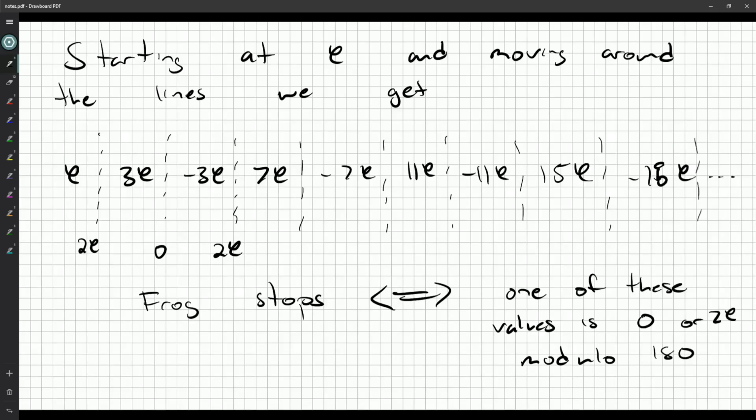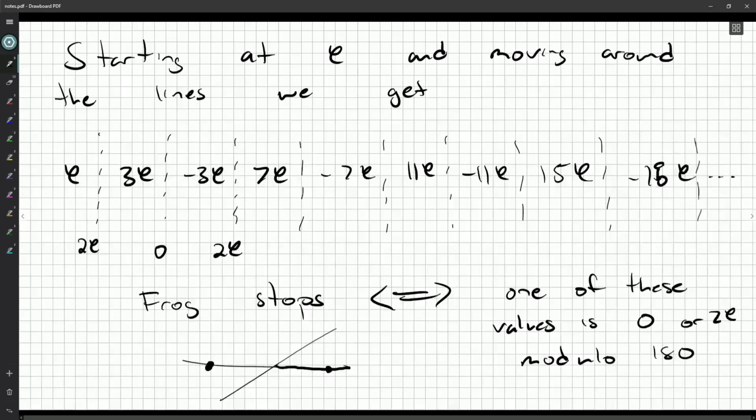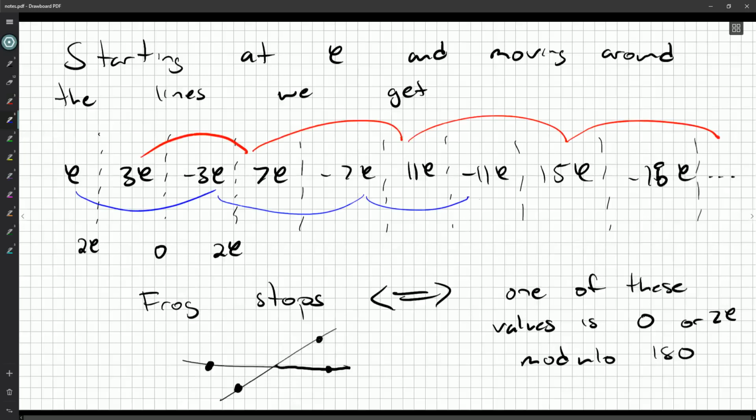So let's just be clear. Frog stopping here would be a 0. Frog stopping here would also be a 0 mod 180. Frog stopping here would be a 2 phi. Frog stopping here would also be a 2 phi modulo 180 degrees. So, okay. We sort of have two patterns going on. There's this pattern here, which is going up by 4s. And then there's this pattern here, which is going down by 4s.